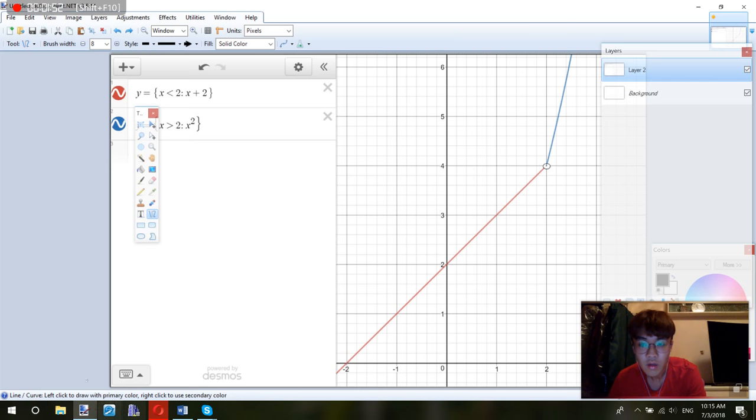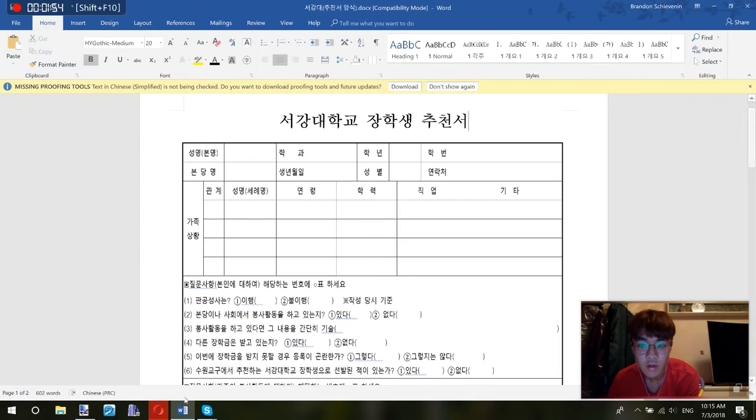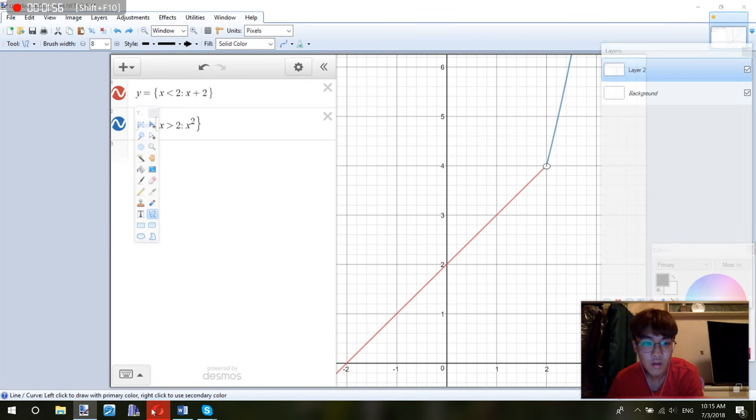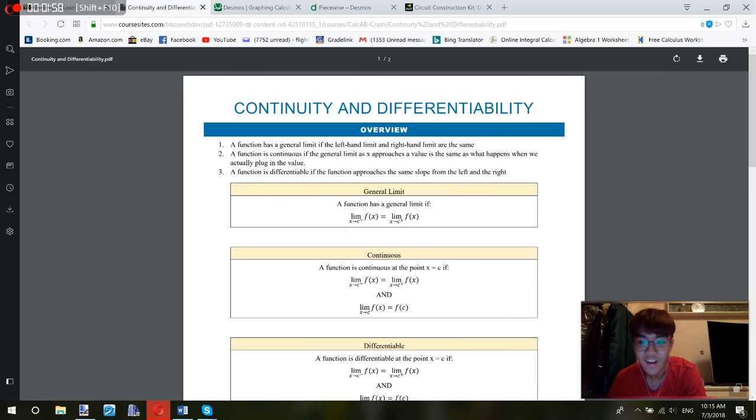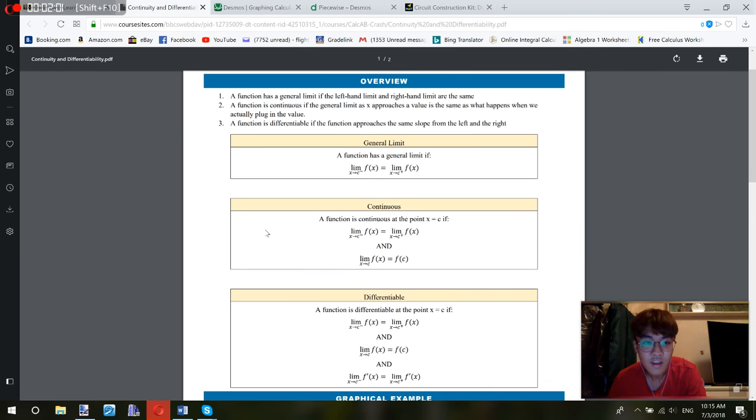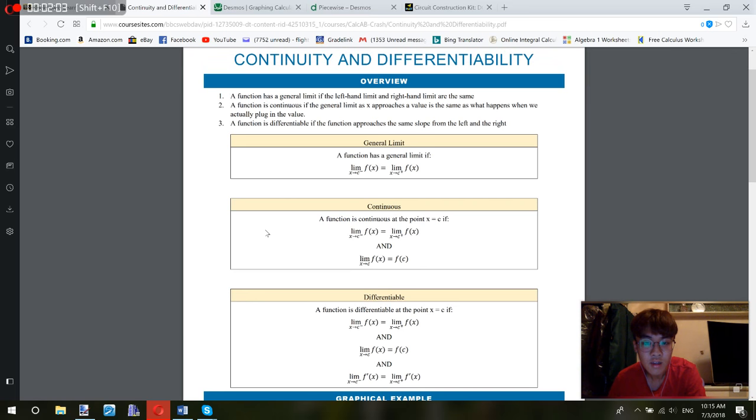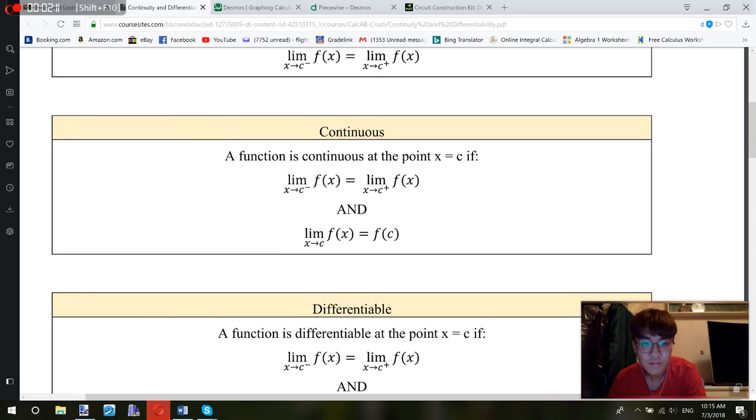Okay, in order to be continuous, I have to have a general limit, but when I plug it in, I also have to get the same y value. So that looks like this. I'm going to zoom in just a little bit. In order to be continuous, my limit from the left has to be the same as my limit from the right. And when I plug it in, I have to get the same result as the general limit.